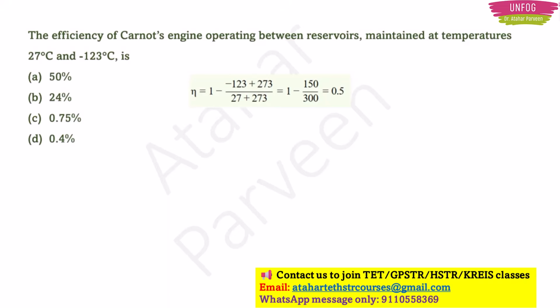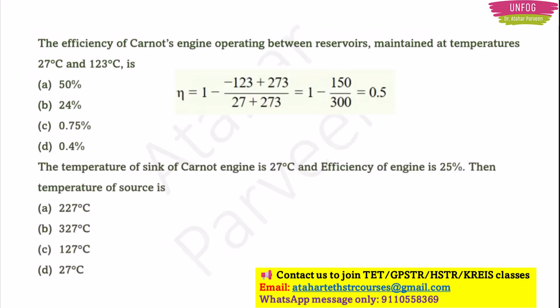Okay, the greater value is in the numerator and the smaller value will be in the denominator. Okay, because T1 is high and T2 is low. Okay, so you just substitute, you get 0.5, and then again in order to convert efficiency into percentage, you need to multiply it with 100 and you get 50% as the answer.